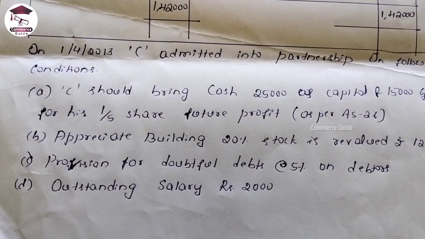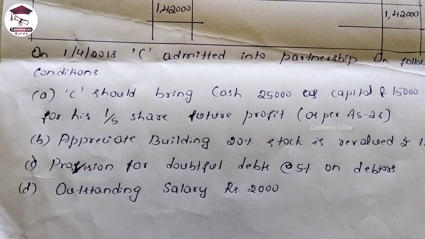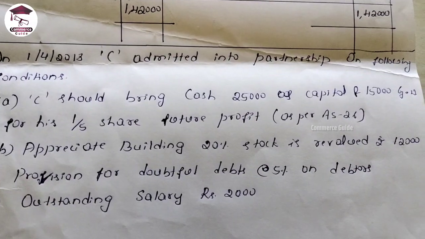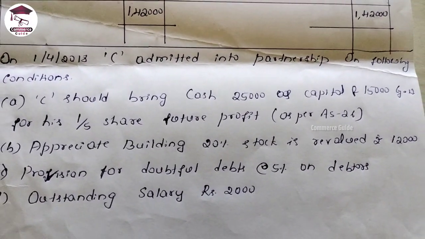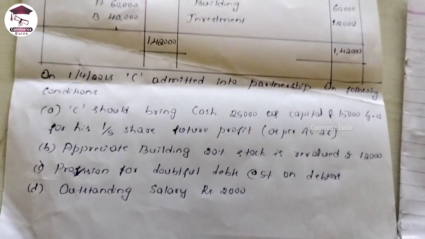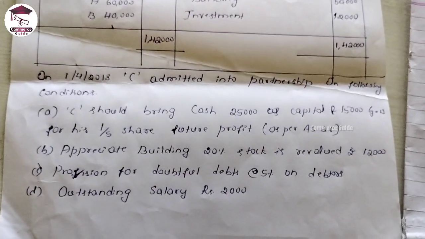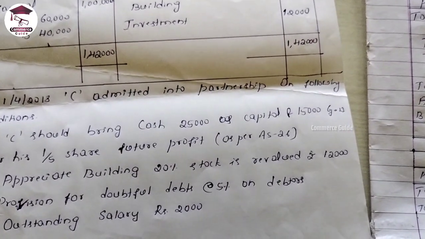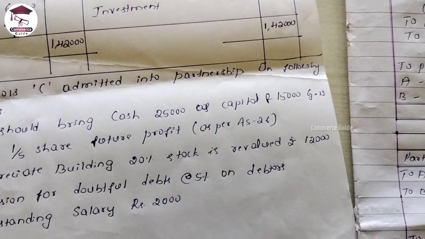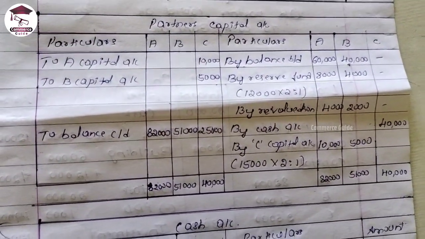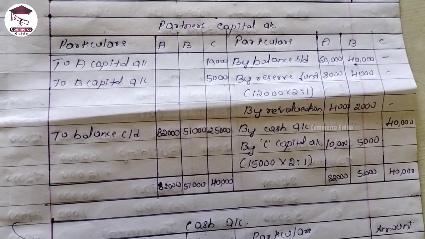So C has brought cash as well as goodwill. Cash is 25,000 as capital and 15,000 as goodwill. So 25,000 plus 15,000 is 40,000. As per the journal entry, we need to write the opposite entry, like cash account debtor to new partner capital account. We will write by cash account, 25,000 plus 15,000, 40,000.